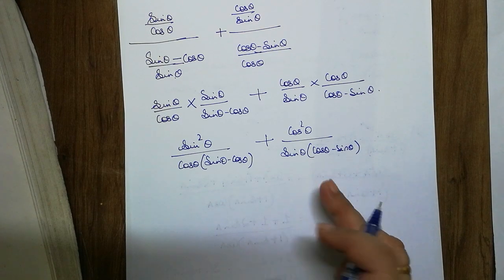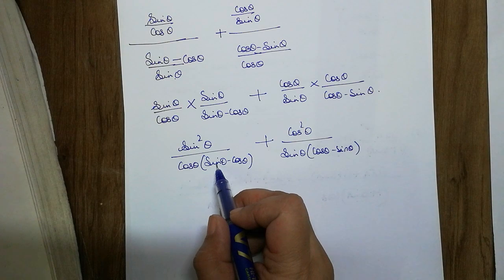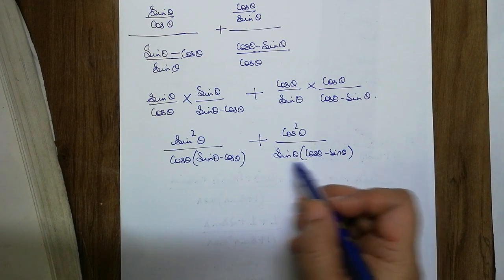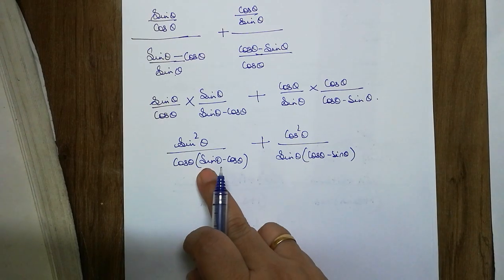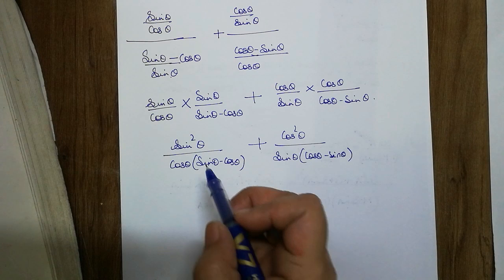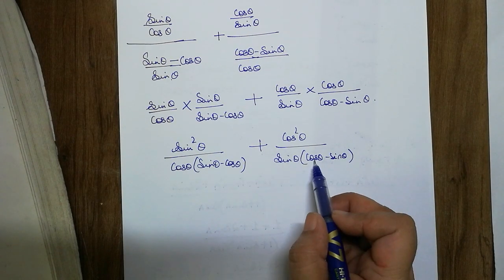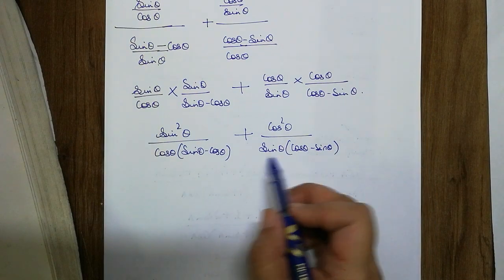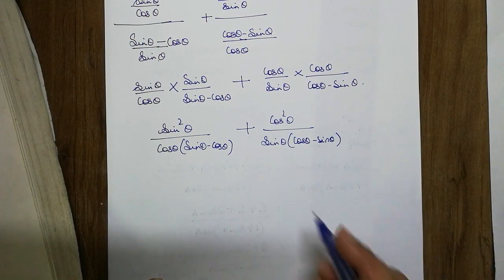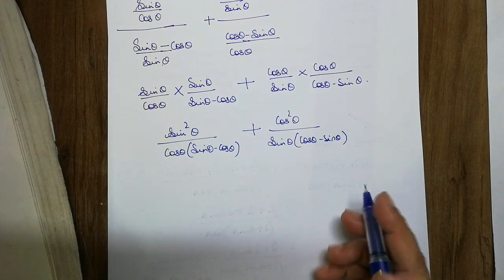To take the LCM, look here, cos and sine we can take as cos and sine. Sine theta minus cos theta, and cos theta minus sine theta. These two brackets are not the same, though the trigonometric ratios are the same over here. Now sine is positive here and negative there, cos is negative here and positive there. If both brackets were the same, we would have taken the common thing one time. So for that, from this bracket we will take the minus sign common out.